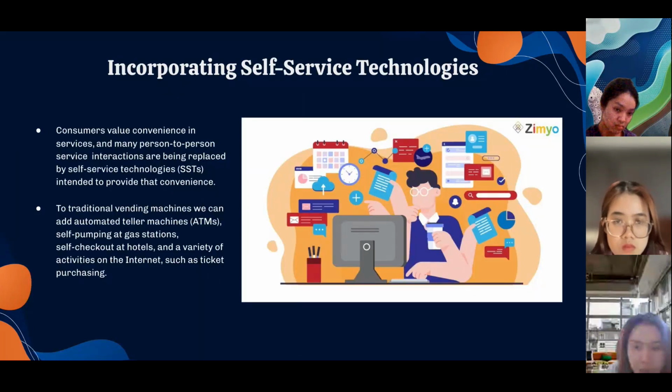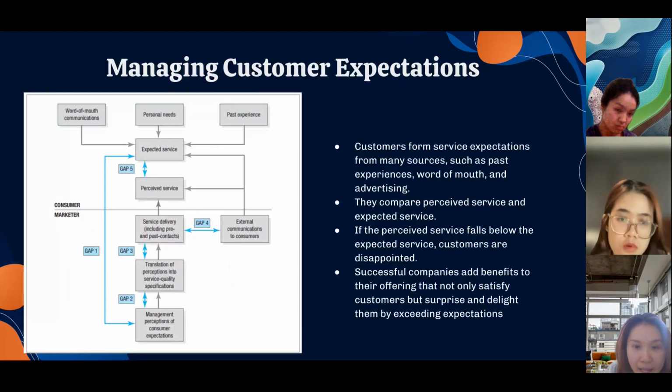The service quality model in the figure highlights 5 gaps that can prevent successful service delivery. Based on this service quality model, researchers identified 5 determinants of service quality in descending order of importance. They are reliability, responsiveness, assurance, empathy, and tangibles.